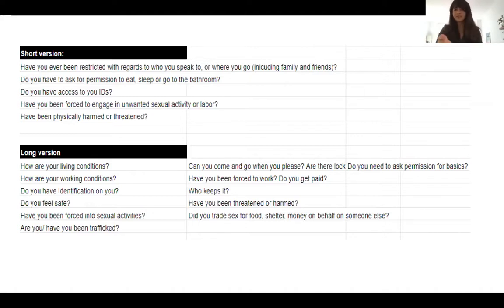Like, these are the questions: have you been restricted? Do you have permission to eat or sleep? Access to identification? Forced to engage in unwanted work or sex? Or have you been physically harmed or threatened? The longer version is something that we intended for psychiatrists and psychiatry residents to include in their assessment. So if a patient answers yes for any of them, then you explore it further with other questions.